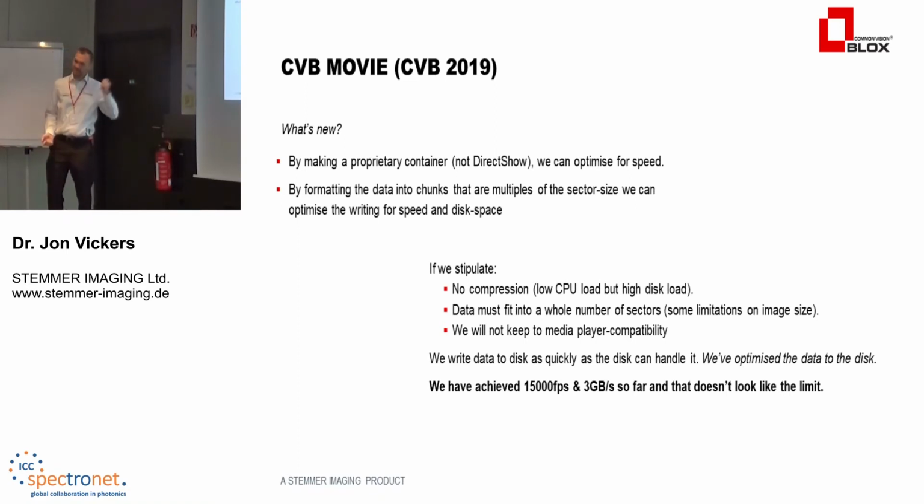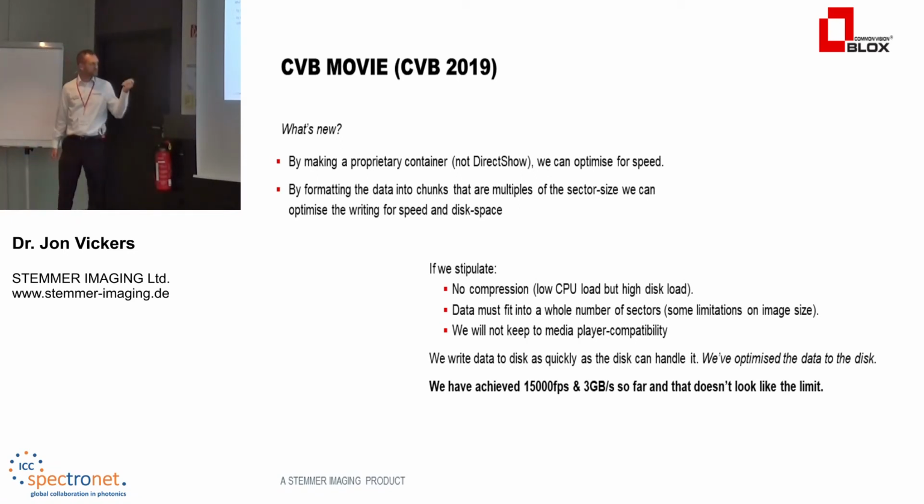This is the advert. You've had the facts. This is the advert now. This is the only sales part. CVB, Common Vision Blocks. We have a tool called CVB Movie. The latest version in CVB 2019, we created our own container, not an AVI container, not a DIRECTSHOW method, so we can optimize for speed. If we format the data into chunks that are the same size as a sector, there is no packing. So we optimize writing for speed. Disk space comes in as well. It's not really a priority, but we optimize for speed.